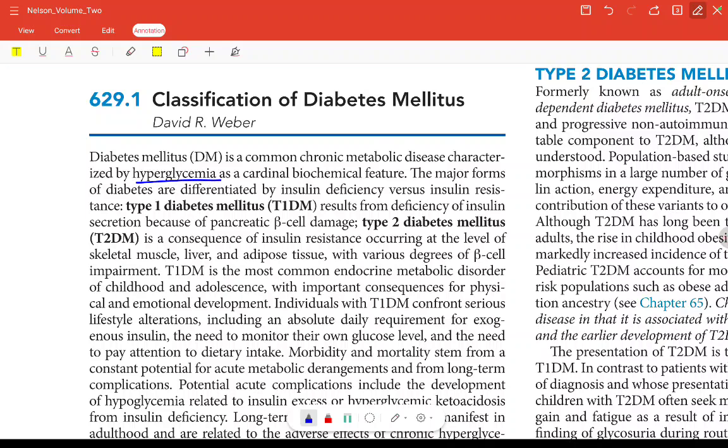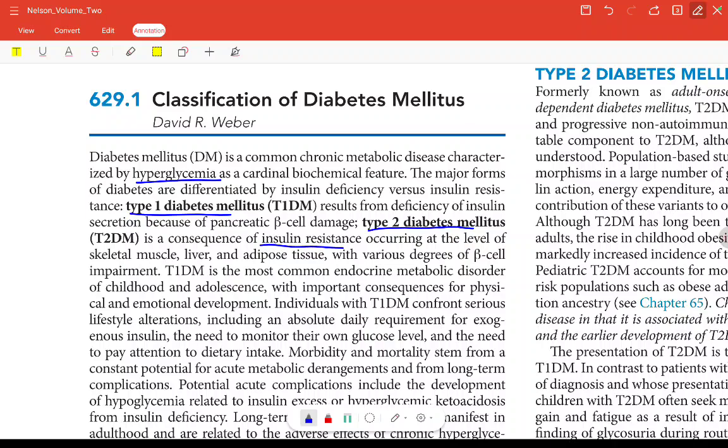The major forms of diabetes are differentiated by insulin deficiency versus insulin resistance, right? So in type 1 diabetes there is deficiency, in type 2 there is resistance. Type 1 diabetes mellitus results from the deficiency of insulin secretion because of pancreatic beta cell damage, and type 2 diabetes mellitus is a consequence of insulin resistance, occurring at the level of the skeletal muscle, liver and adipose tissue with various degrees of beta cell impairment.